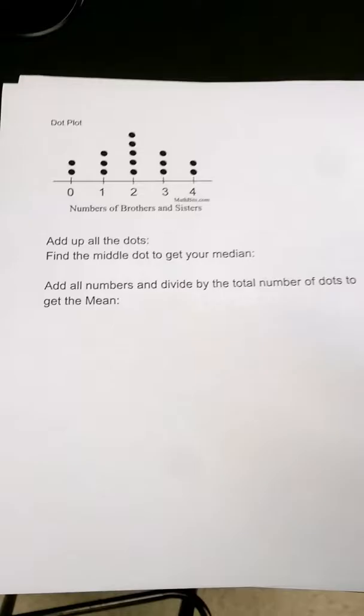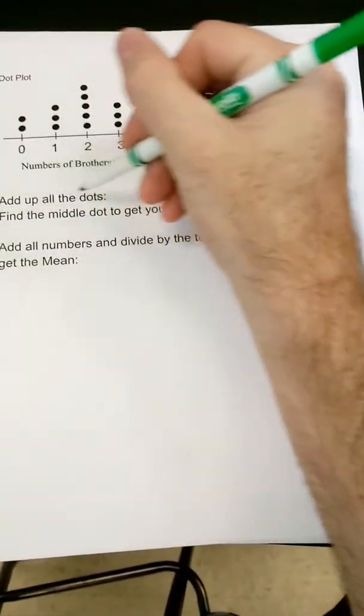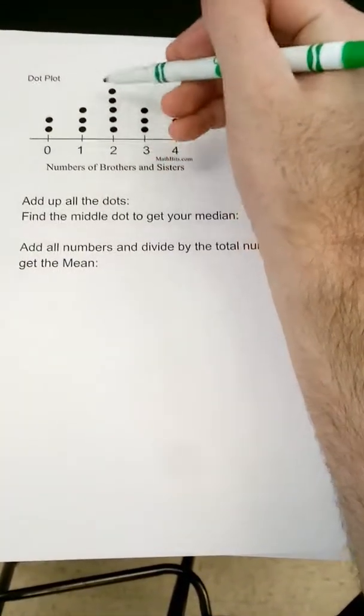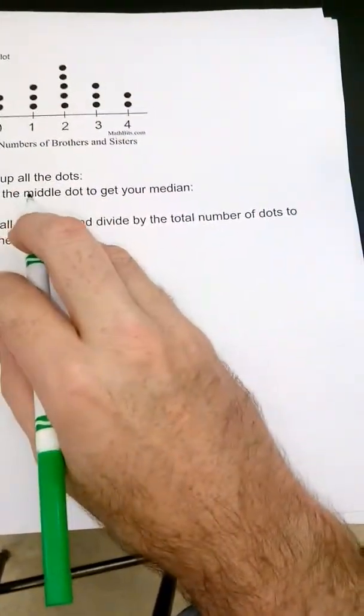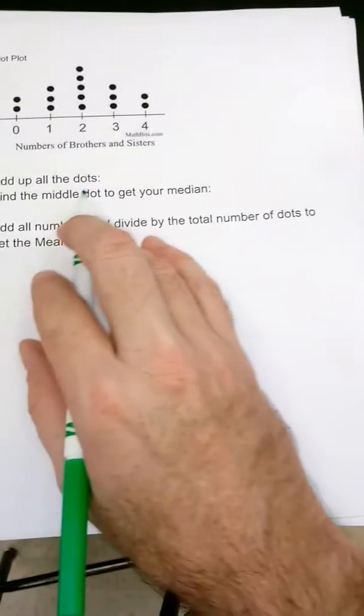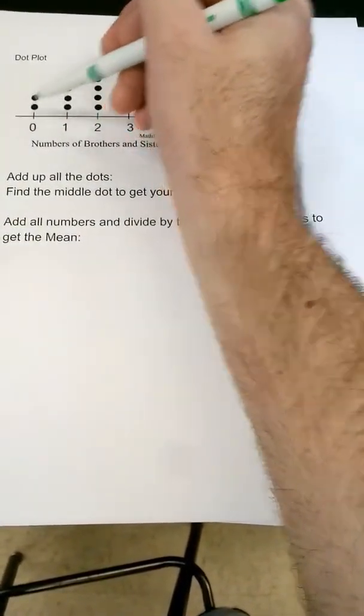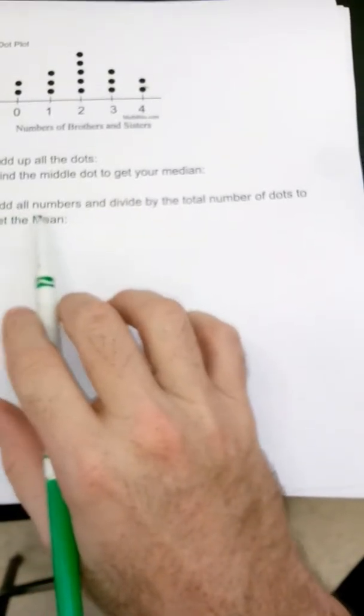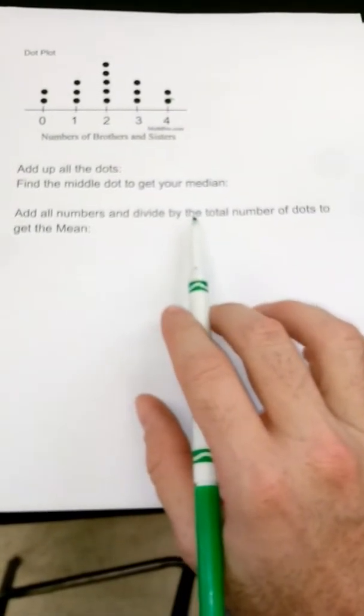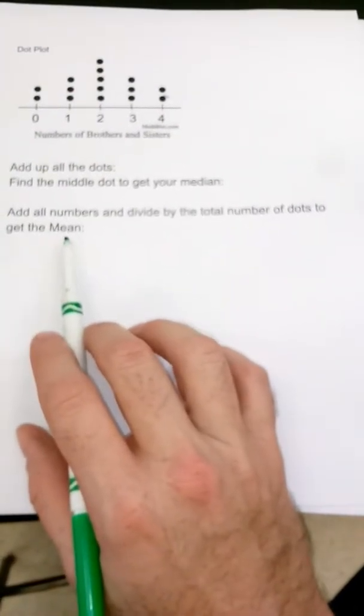Okay, now with the dot plot, the first thing you do is you add up all the dots. So you count them all up, and that'll give you your total dots. Then you find the middle dot to get the median, which means you cross out the lowest, cross out the highest, cross out the next lowest, cross out the next highest until you have one left. To get the mean, add all the numbers and divide by the total number of dots. So first I add all these up, then I divide by how many dots there are.